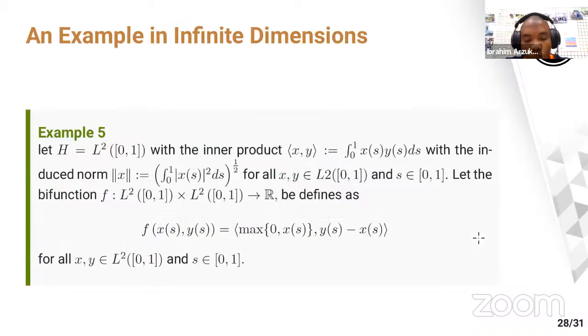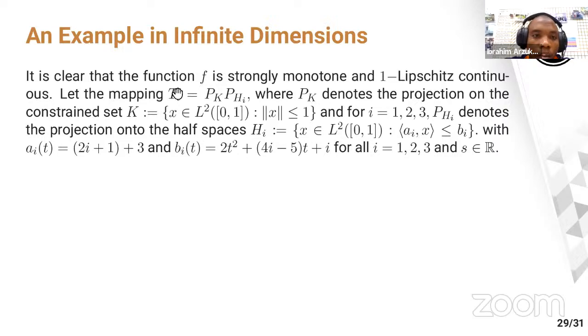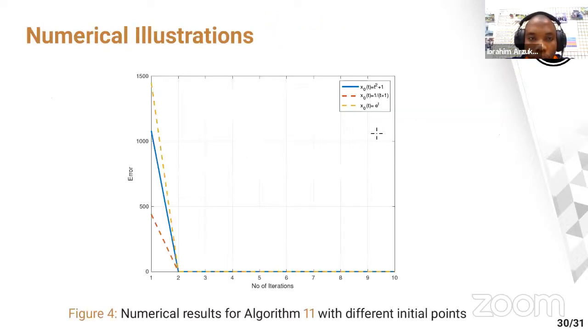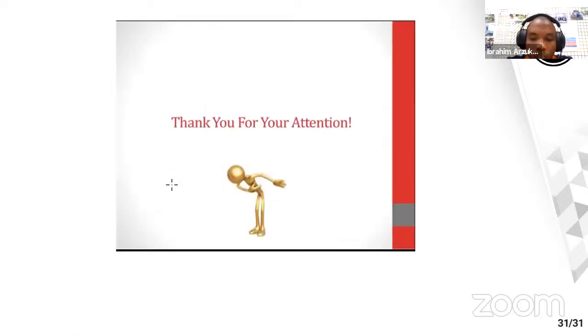Here we give another example in infinite dimensional spaces. This is the bifunction F, and these are for the mapping CI. We take these projections onto the following half spaces HI, and here we show the trajectories for different initial points. The first time we consider the initial point as t squared plus 1, the second one is 1 over t plus 1, and the other is exponential t. These are the trajectories. Thank you for listening.